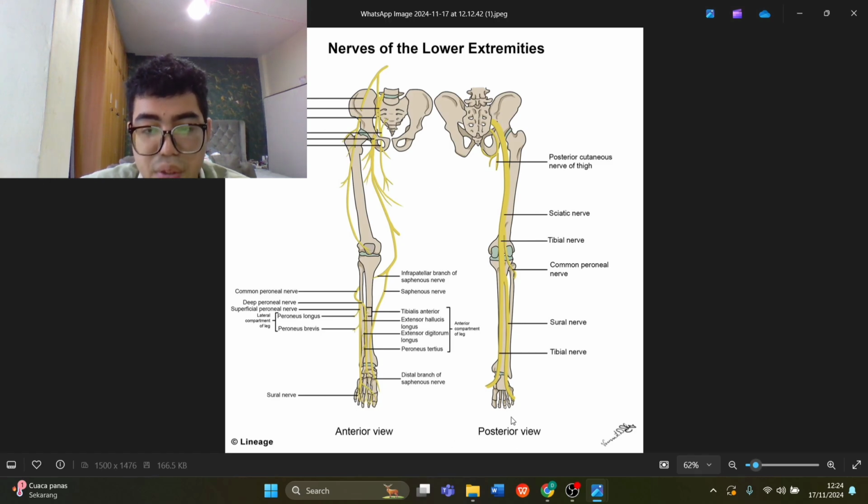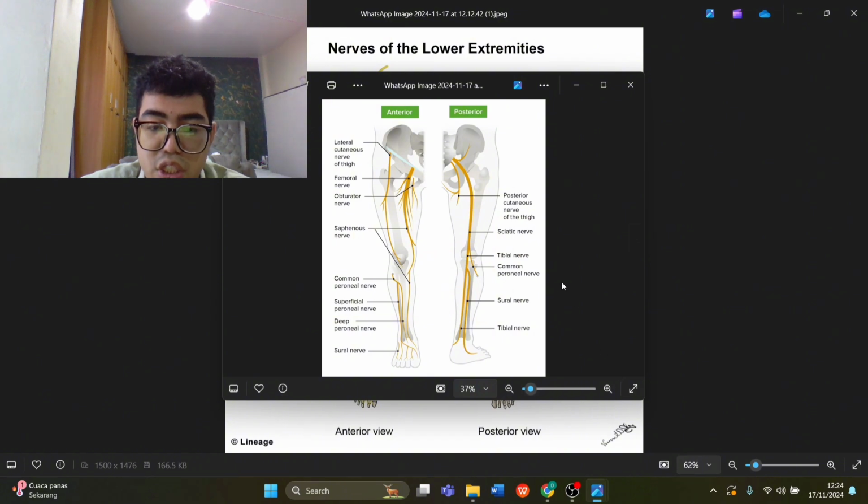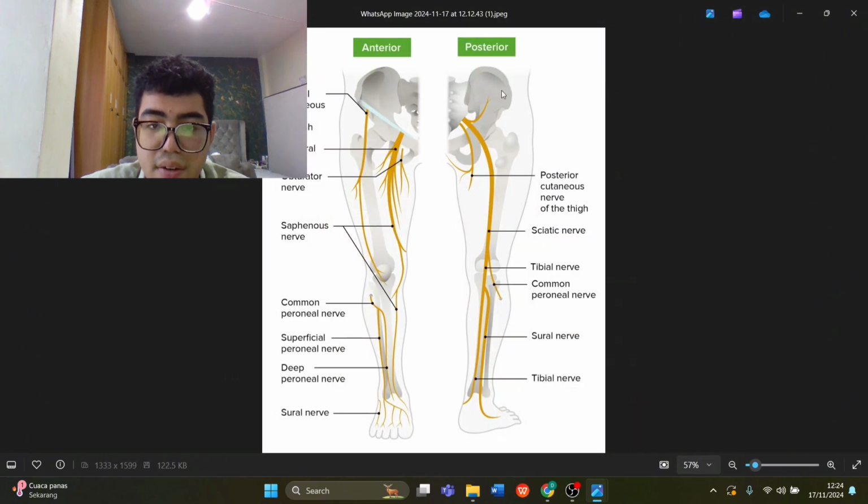For the back view or the posterior view, we have the posterior cutaneous nerve of the thigh. We have the sciatic nerve, the tibial nerve, the common peroneal nerve, and the sural nerve as well. We also have the tibial nerve over here. If you want to see a different image, I have one right here. See? The lateral cutaneous nerve, femoral nerve, obturator nerve, saphenous nerve, all the same.